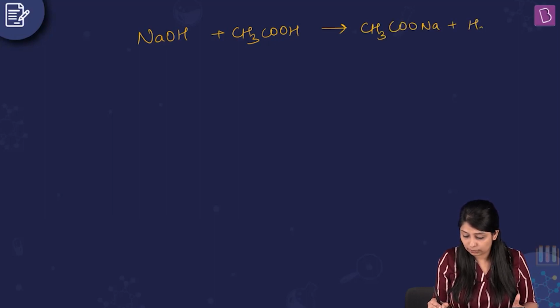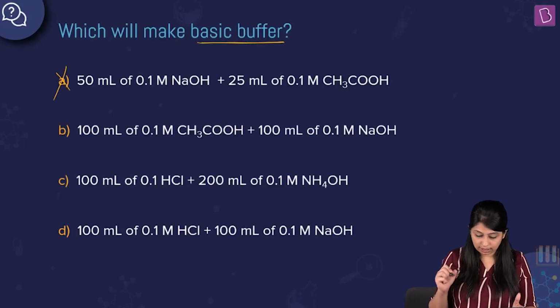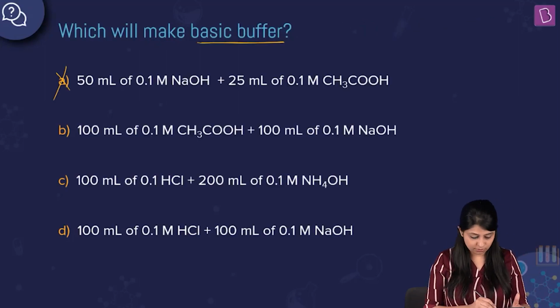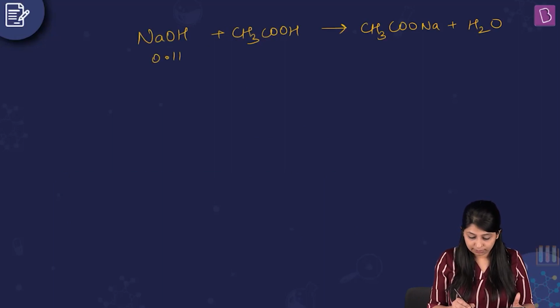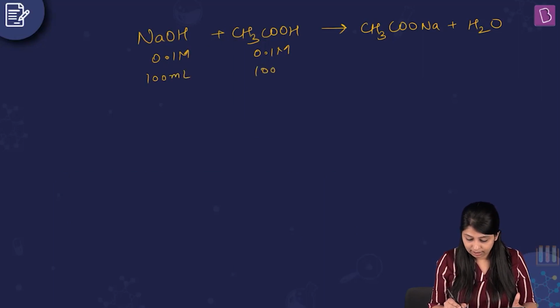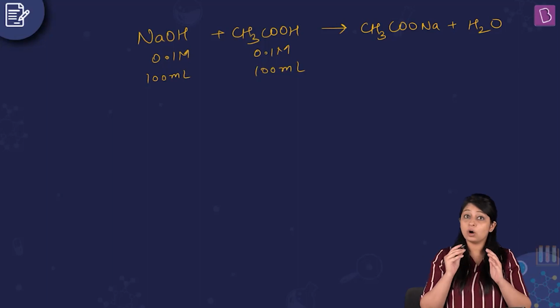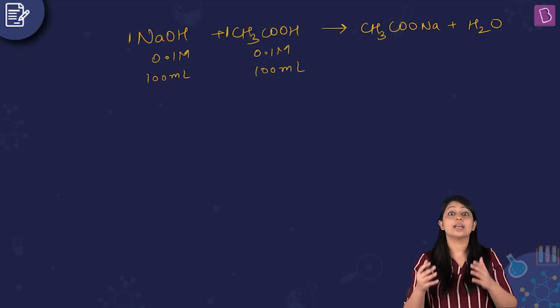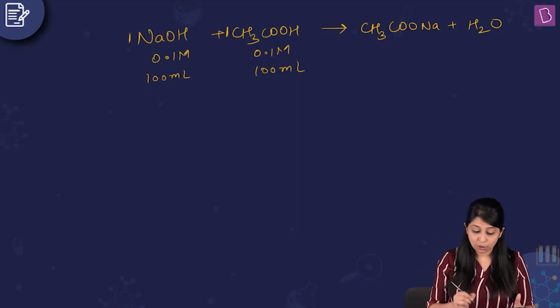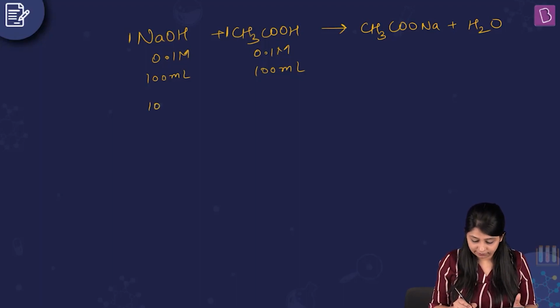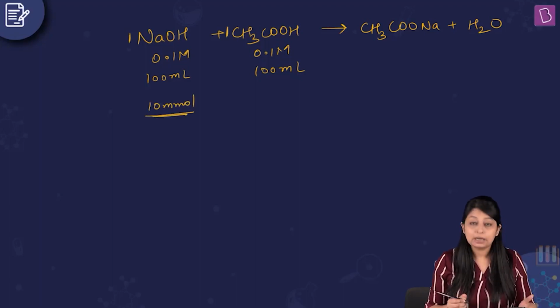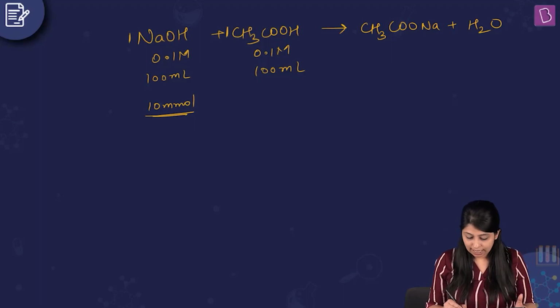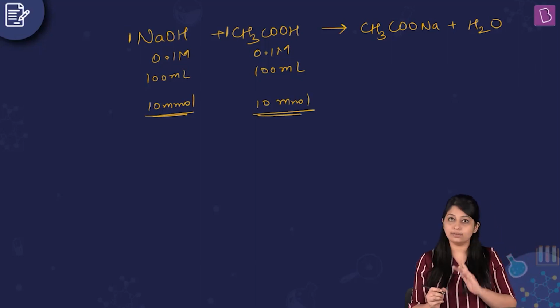CH3COONa plus water. Okay, and what is the molarity and volume of CH3COOH and NaOH given to us? For both, it is 0.1 molar, and for both, it is 100 ml. Okay, so we have already established that NaOH and CH3COOH react in a 1:1 ratio. So how many millimoles of NaOH do we have? Well, we have 10 millimoles. We multiplied molarity by volume, right? And for CH3COOH, we also have 10 millimoles.